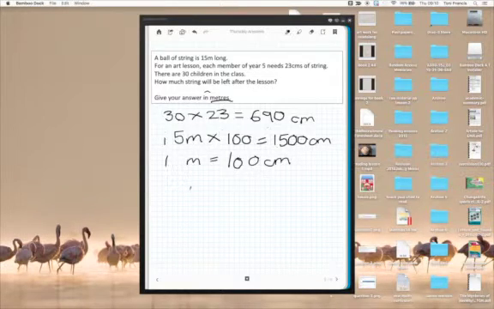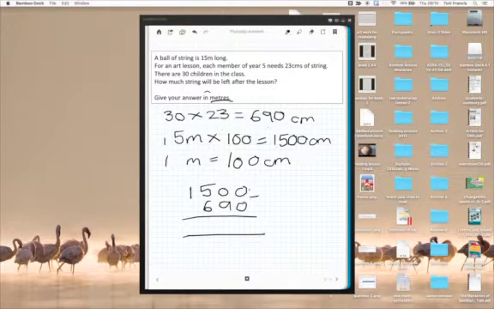Now I can work out how much is left. So I started with 1500. I've used 690. So I'm going to take it away. Nothing take away nothing is nothing. Ten take away 9 is 1. 14 take away 6 is 8, and nothing take away nothing is nothing. So I have 810 centimetres left.